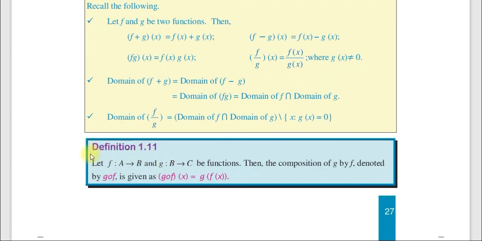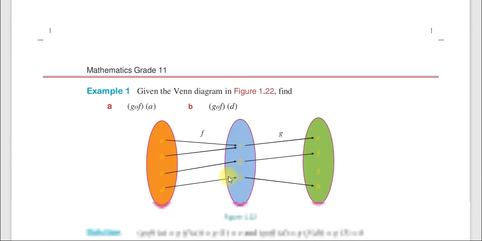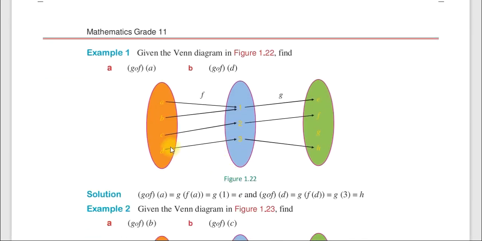So there is a definition: let f: A to B and g: B to C be functions. Then the composition of g by f, denoted by g∘f, is given by (g∘f)(x) = g(f(x)). For example, given the Venn diagram in the figure below, A is g∘f of a and B is g∘f of d.